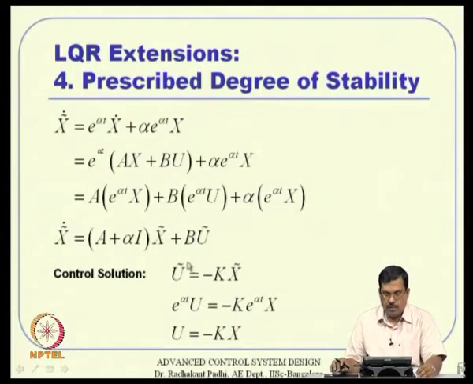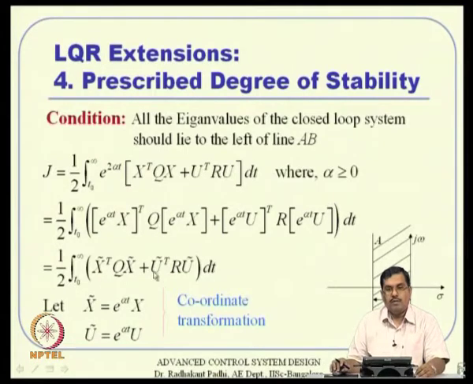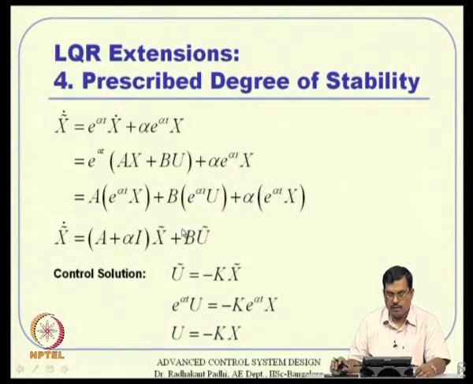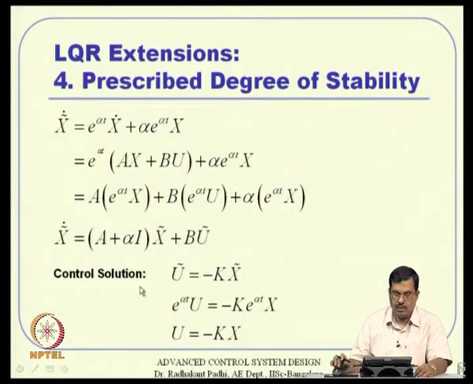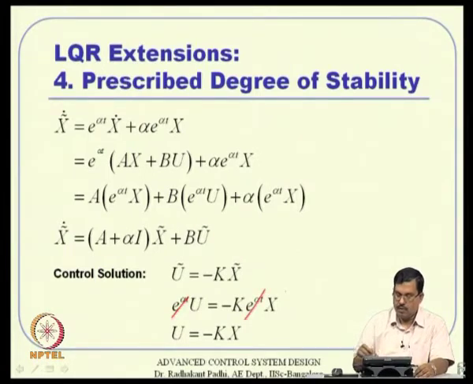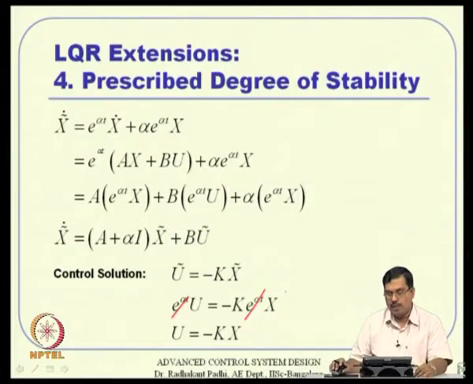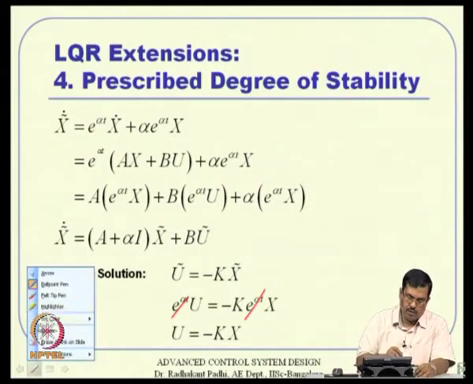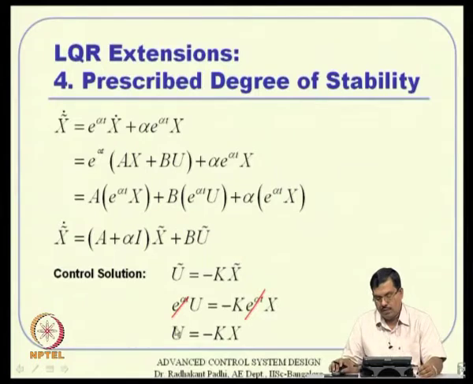So, this is the linear system equation, and that is the cost function. With respect to that LQR formulation, I can get a solution this way: u tilde is minus K times x tilde. u tilde is e to the power alpha t times u by definition, and x tilde is also that. So, e to the power alpha t, e to the power alpha t gets cancelled out, and you are left with u equal to minus K x. So, the same gain that you are computing through an alternate formulation is nothing but the feedback gain that you want to operate your actual controller with.